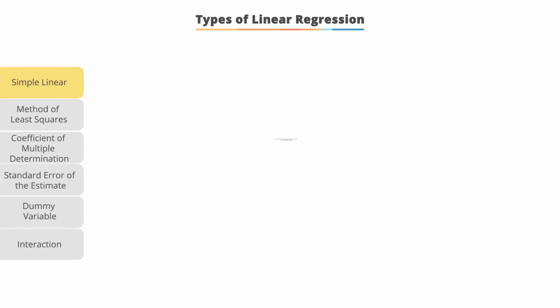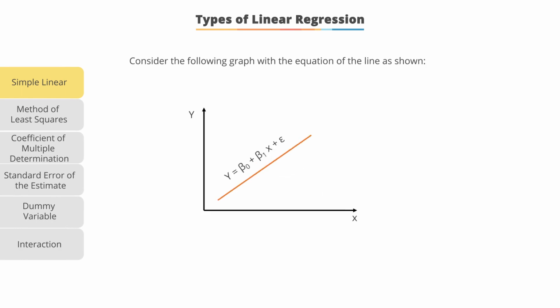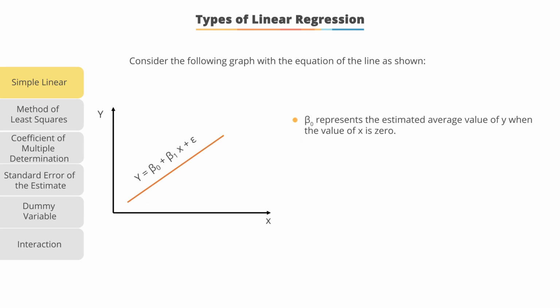So a simple linear regression depicts the relationship between one dependent and two or more independent variables. So let's consider the following graph with the equation of the line as shown. We have y equals b sub 0 plus b sub 1x plus e. Well, b sub 0 is the y-intercept. So if x were equal to 0, what is the basis for where y starts on that line? It represents the estimated average value of y when the value of x is 0.